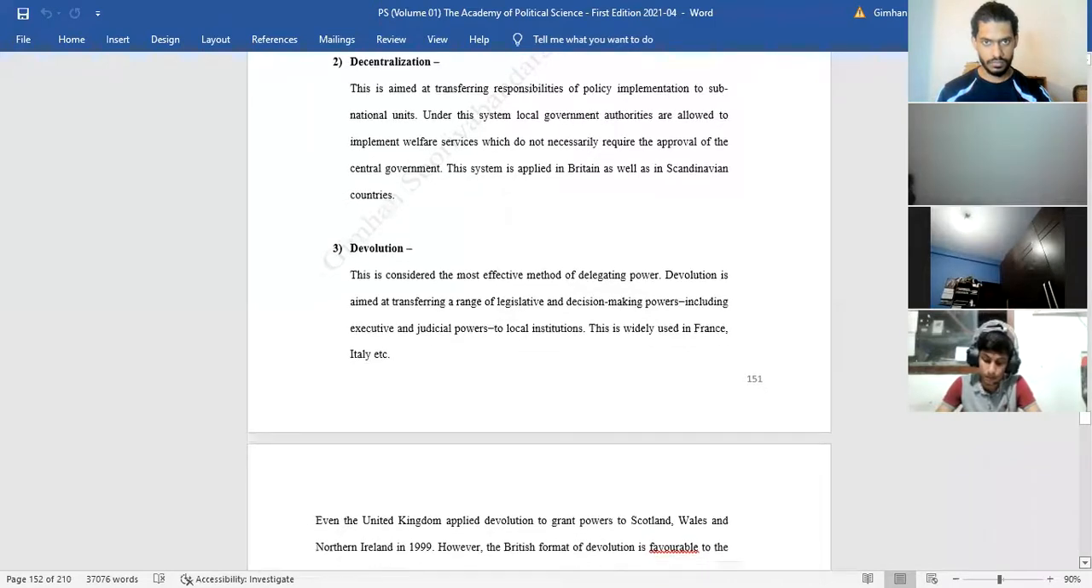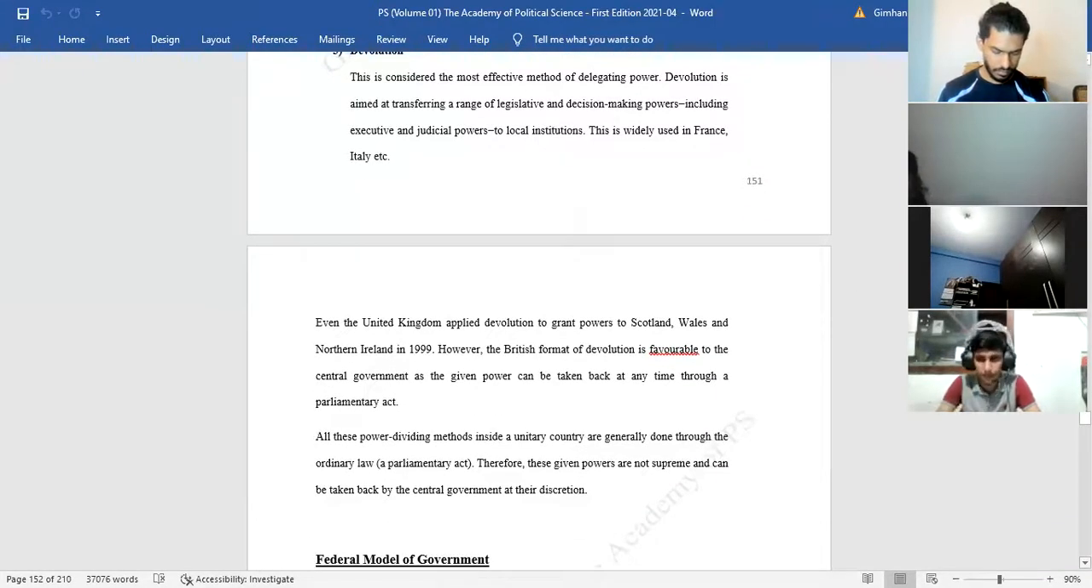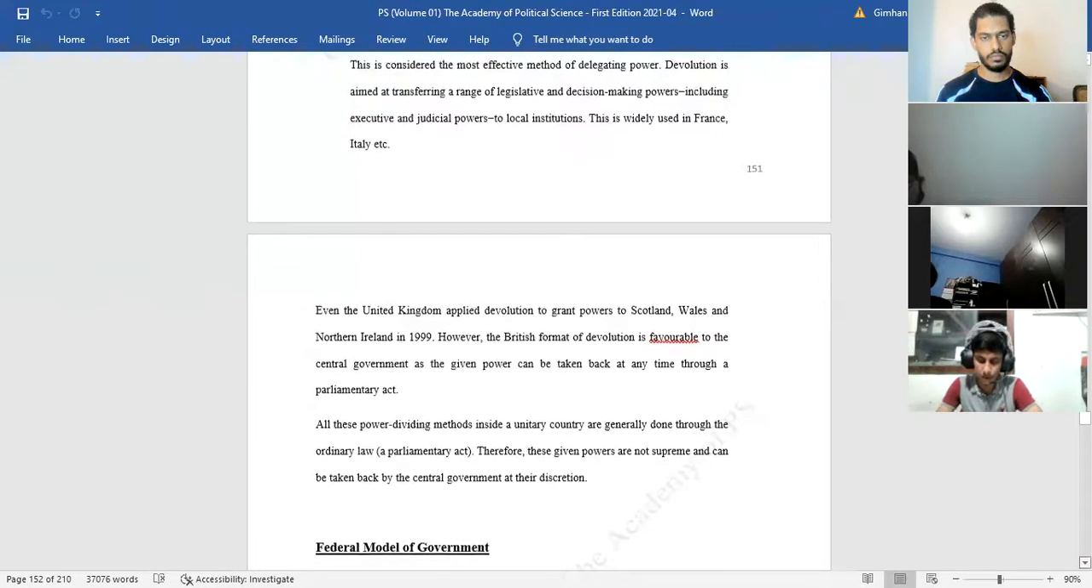Devolution is aimed at transferring a range of legislative and decision-making powers, including executive and judicial powers, to local institutions. This is widely used in France, Italy, etc. Even the United Kingdom applied devolution to grant powers to Scotland, Wales, and Northern Ireland in 1999. However, the British format of devolution is favorable to the central government as the given power can be taken back at any time through a parliamentary act.